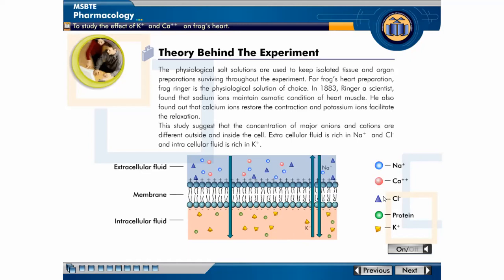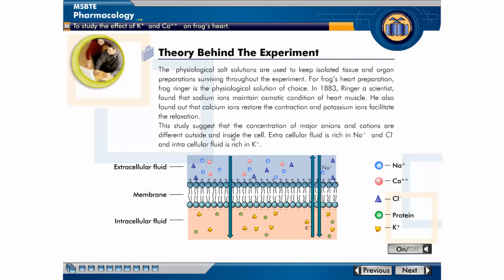In some proportion, chloride ions and also calcium ions are present in extracellular fluid. Extracellular fluid contains chloride ions, also calcium ions and sodium ions. In intracellular fluid, potassium ions are present. So this study suggests that concentration of major anions and cations are different outside and inside the cell. That is, extracellular fluid has different anions, cations, and also intracellular fluid.